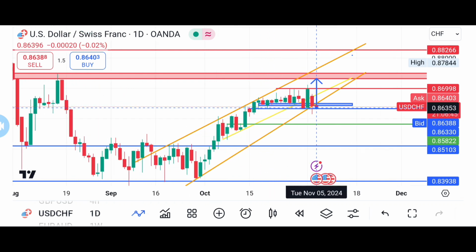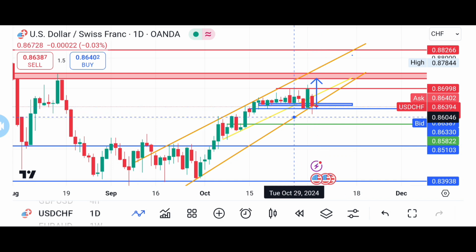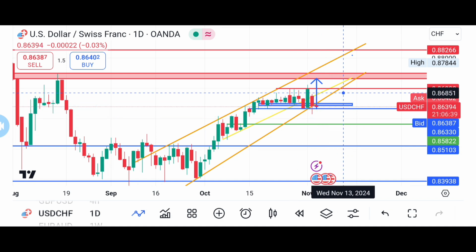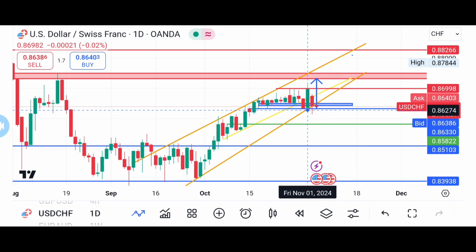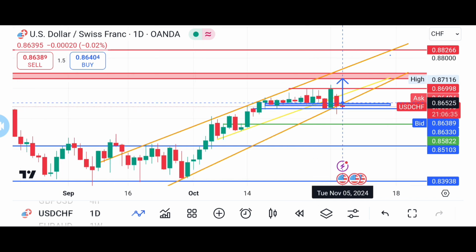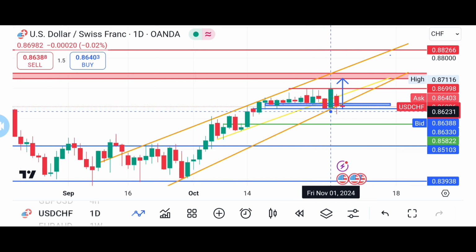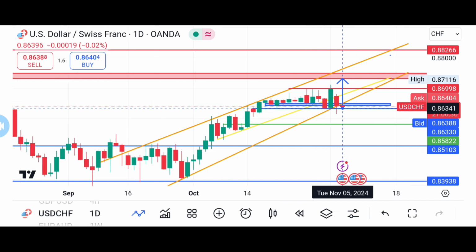So, and already I've seen that there is a fake out below this trend line, the lower one. Can you see? Usually once there is a fake out on one side of the trend line, the price action always goes directly to the opposite trend line.